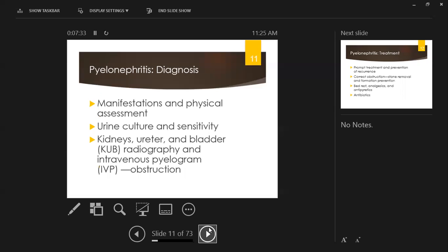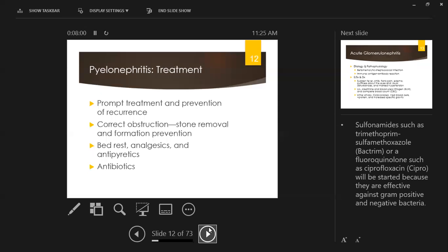How do we diagnose pyelonephritis? Well, first of all, they're going to have signs and symptoms. So we're going to do an H&P, and the doctor will do a physical exam. Urinary culture and sensitivity will alert us to what type of organism is causing the pyelo. And then we may also do a KUB, or kidneys, ureter, bladder radiography, and potentially even intravenous pyelogram to check for obstruction. Obstruction could cause a backup of urine and therefore infection or inflammation of the kidney as well.